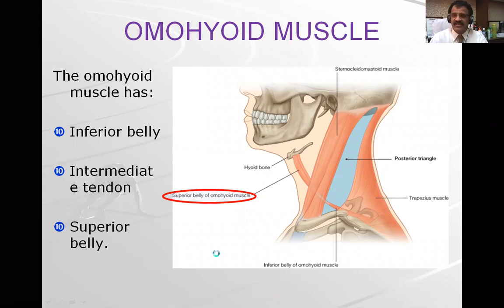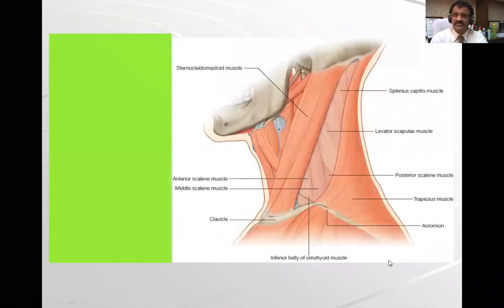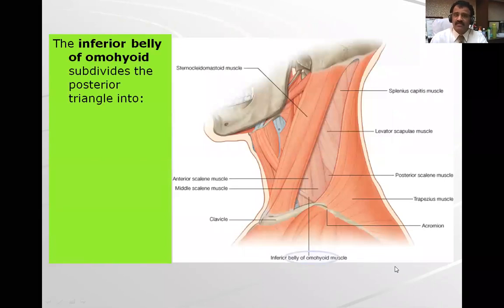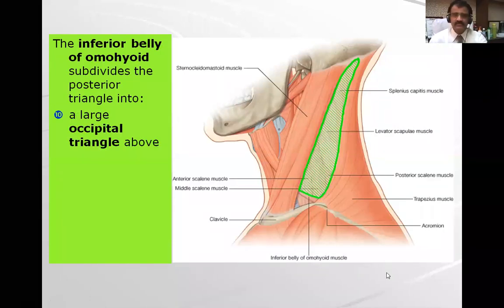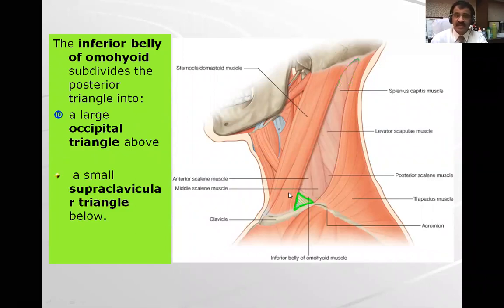Here you can see the muscle which divides the posterior triangle into two subdivisions. The inferior belly of the omohyoid muscle, only this one, subdivides the posterior triangle into a large occipital triangle above and a small supraclavicular triangle below. You can see the small supraclavicular triangle. The green margin is shown to you with a line in between. That is a clear picture showing the division of the posterior triangle into two parts.